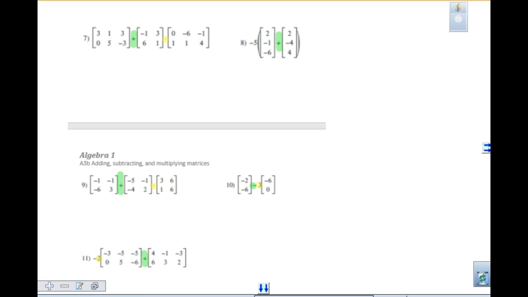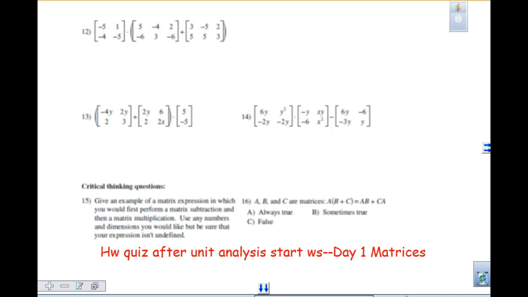Okay, so what's due for tomorrow? You should have the A3a and the A3b. You should have started just number 1 on here, but this is a weird number 1. It's A through G. So yes, A through G.